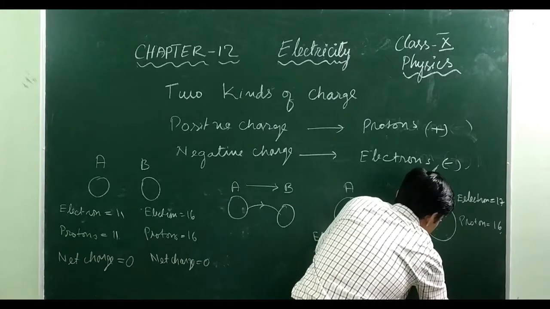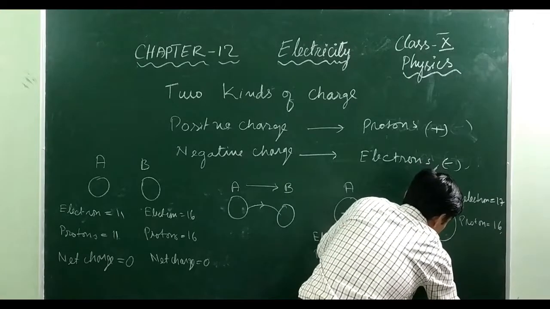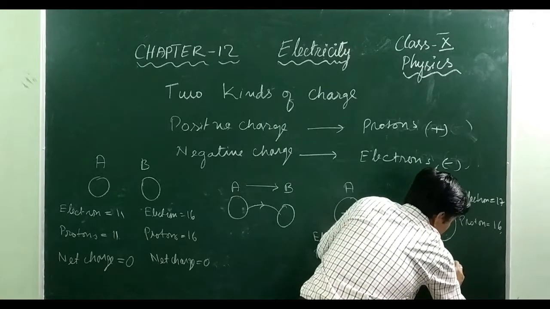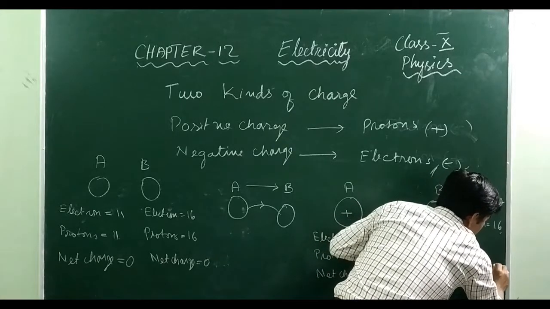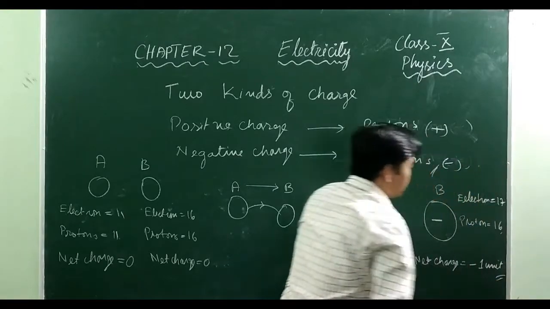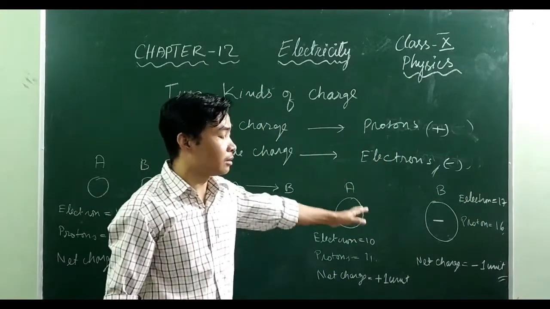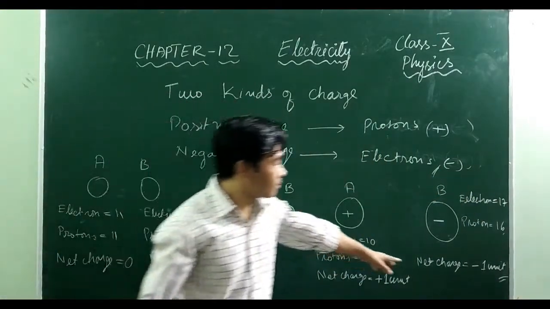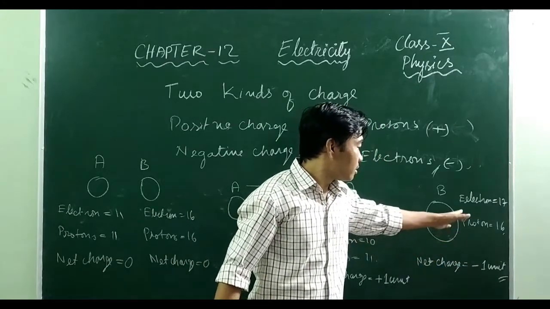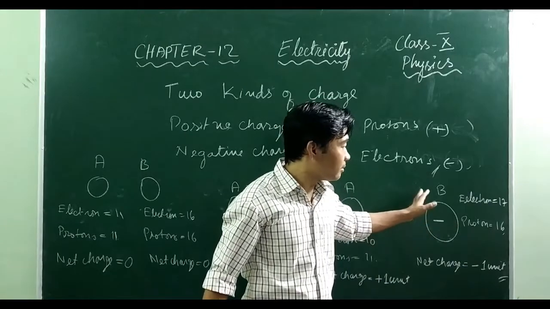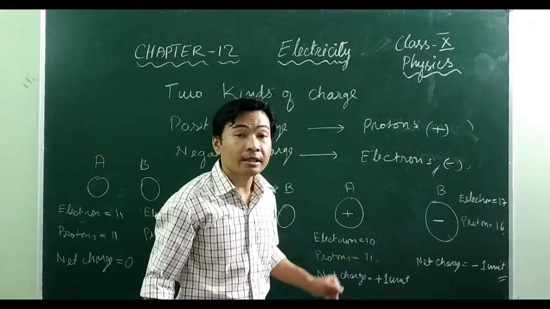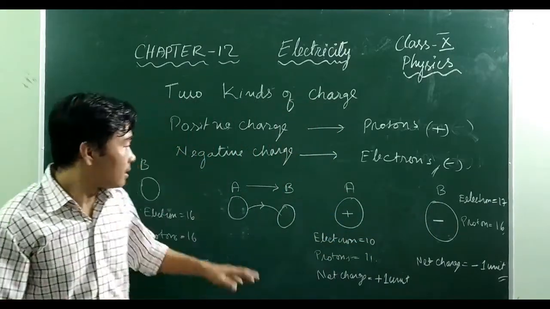So the net charge of this atom is -1 unit, since 1 electron has been transferred from here to here. So the net charge becomes -1 unit. So this atom B becomes negatively charged and this becomes positively charged. So what do we understand from here?